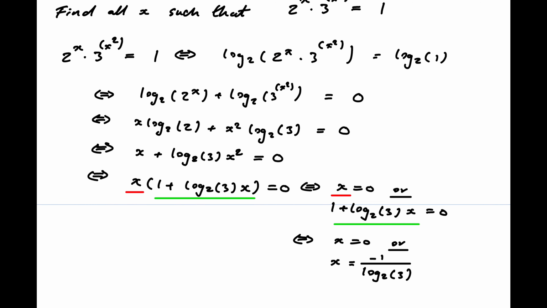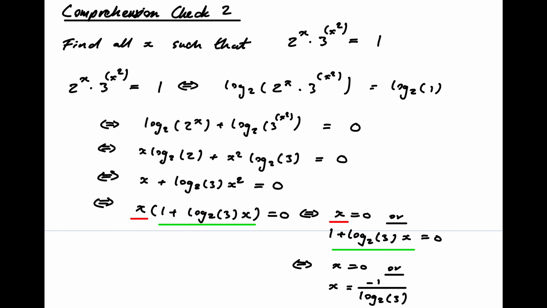So this is a really good example, right? It's quite tricky, but it hits lots of the key beats about using laws of logarithms to do algebra.